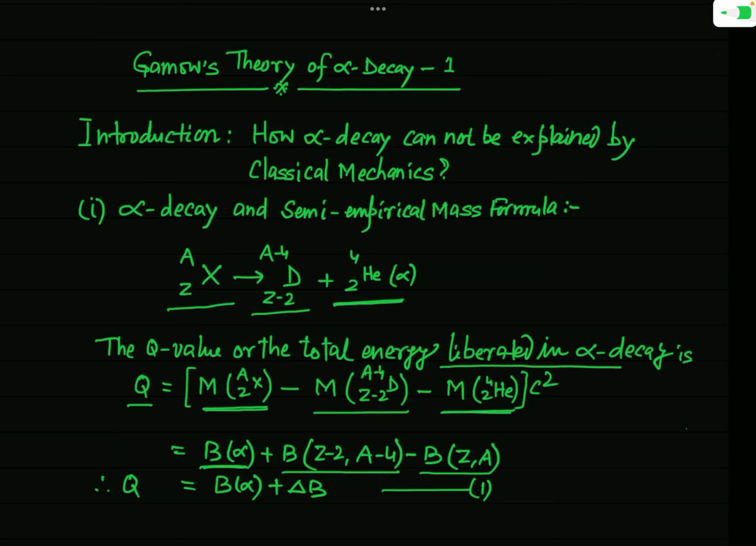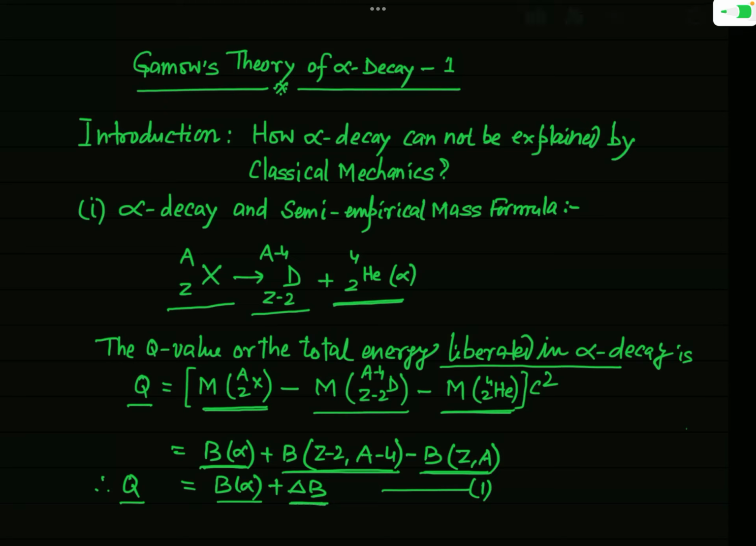Now the difference of the binding energy of the daughter nucleus minus that of the parent is B of (Z-2, A-4) minus B of (Z, A). This I have written as delta B. This is the difference of the binding energy of the daughter nucleus and the parent nucleus. So the Q value of the process can be equated to B of alpha, that is the binding energy of the alpha particle, plus this change in binding energy delta B.